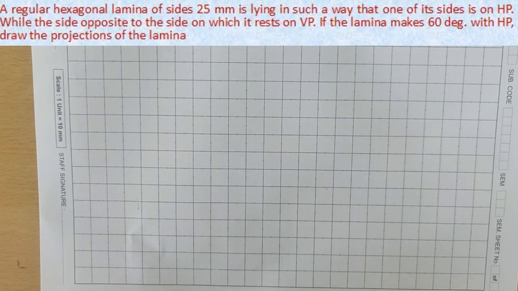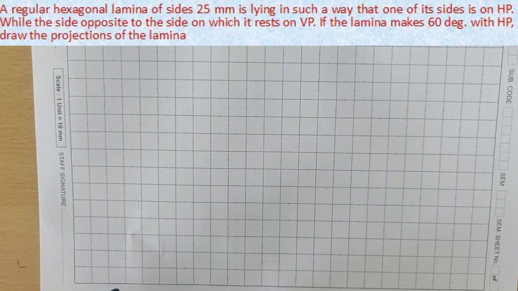A regular hexagonal lamina of sides 25 mm is lying in such a way that one of its sides is on HP. While the side opposite to the side on which it rests is on VP, if the lamina makes 60 degrees with HP, draw the positions of the lamina.